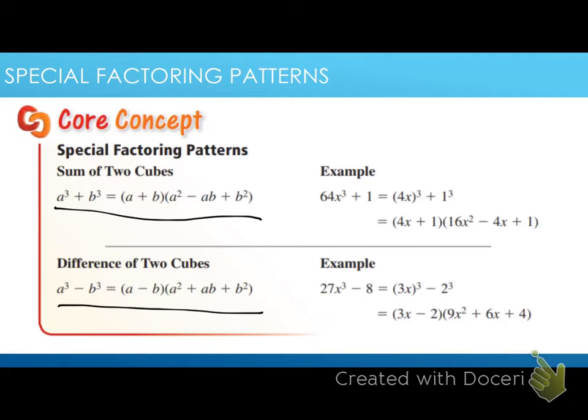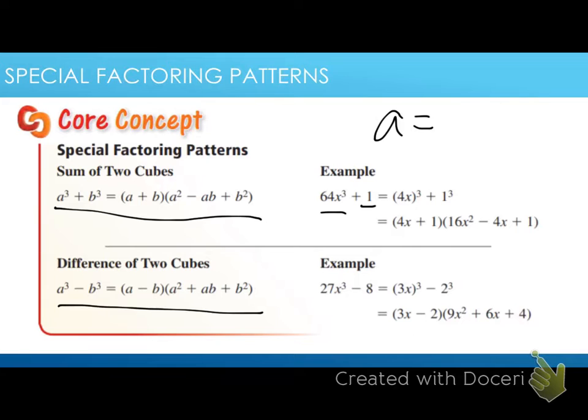So, we've got a couple of examples next to each of them. If I have 64x to the third plus 1, I can take the cube root of 64x cubed, right? I can take the cube root of 1 as well. They're being added together, so that's a sum of cubes. So I would try to get my a value. How I get my a is I take the cube root of that first term. What's the cube root of 64x cubed, I guess?